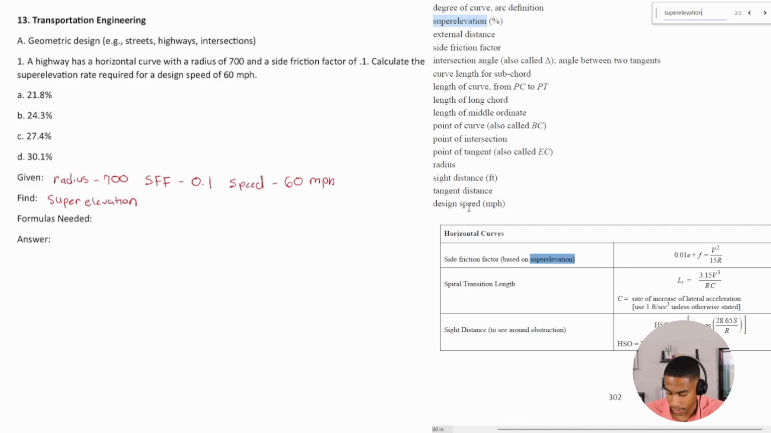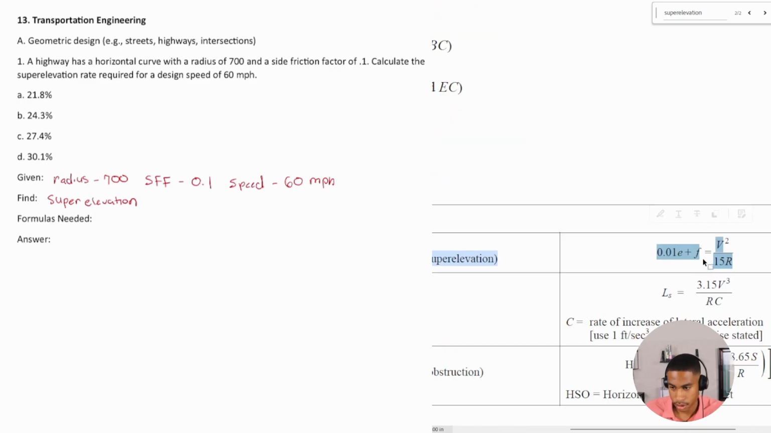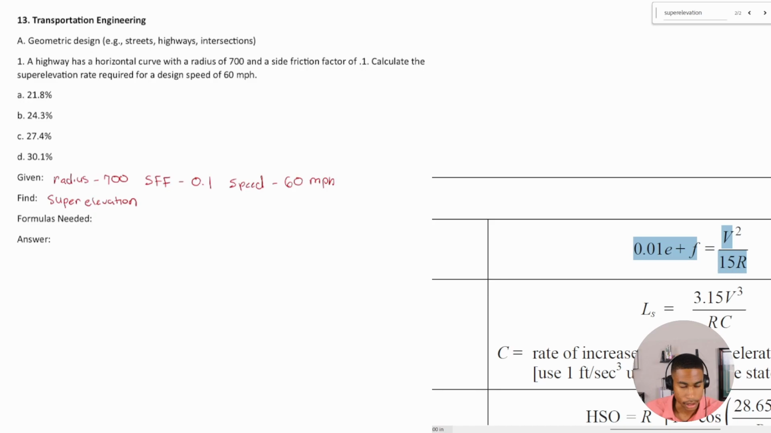So it looks like we have a side friction factor already, which is 0.1. We have the speed, and then R, which is radius. So it looks like we have all the various variables we need to solve for this problem. So we're going to be using this formula that I highlighted to the right. I'll zoom in a little bit so you all are able to see it a bit better.